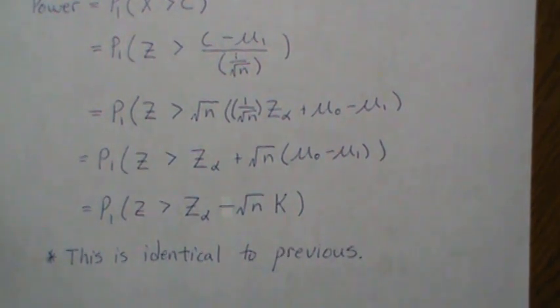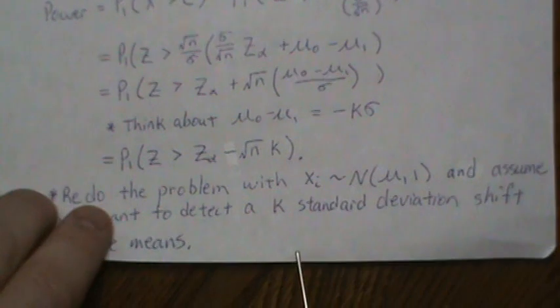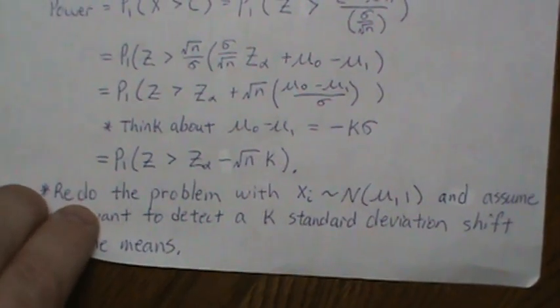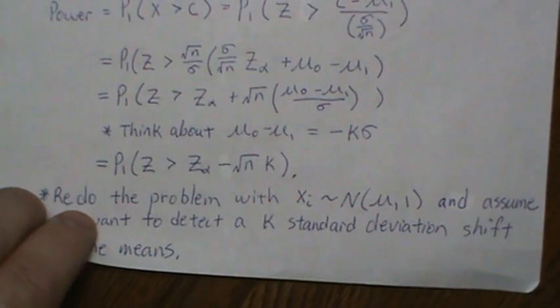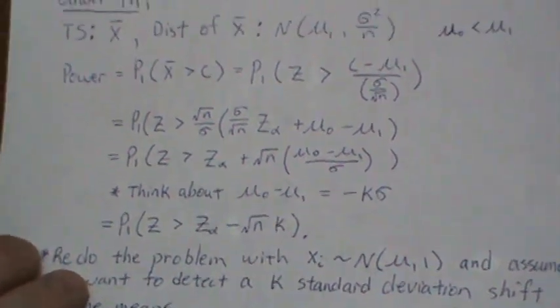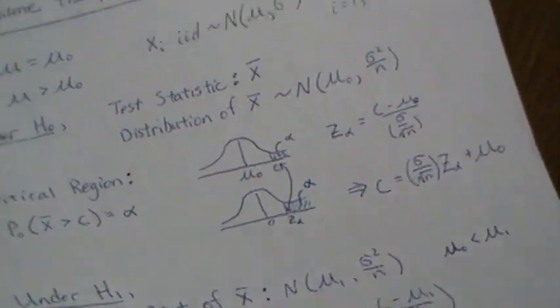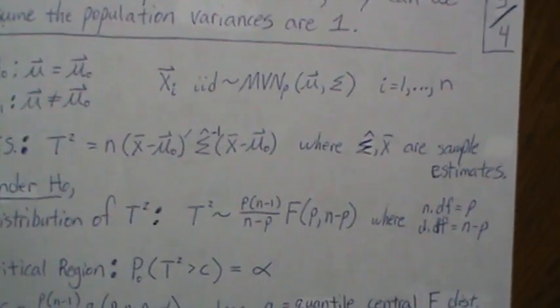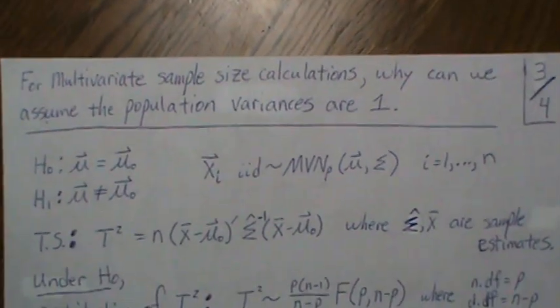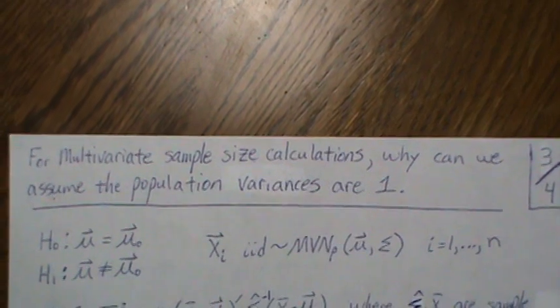This line is 100% the same as the previous one, whether we thought of the variance as sigma squared or just thought of it as 1. And so that's the reason why, without loss of generality, we can say that the population variances are 1. Now let's look at the multivariate case.